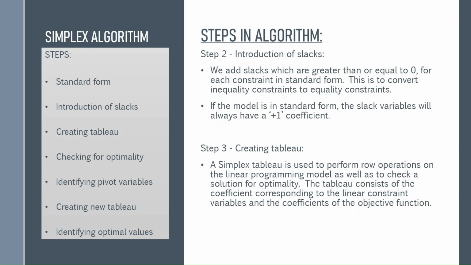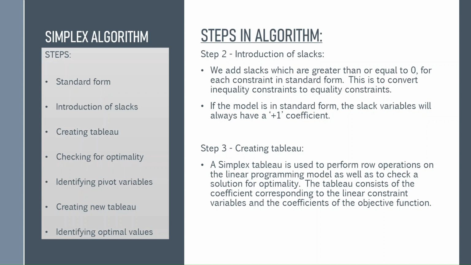Step 2. Introduction of slacks. We add slacks which are greater than or equal to 0 for each constraint in the standard form. This is to convert inequality constraints to equality constraints. The model is then in standard form. Slack variables always have a +1 coefficient.